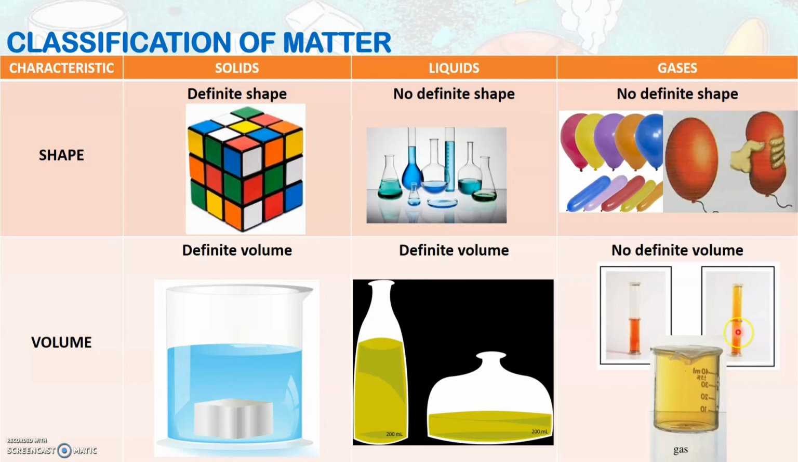Or otherwise, if we transfer this same amount of gas into another container which is bigger, what do we observe? We see that the same gas that was there in this container has now filled this bigger container completely. So this shows that the amount of space that is occupied by gases is not fixed. So we say that gases do not have a definite volume.